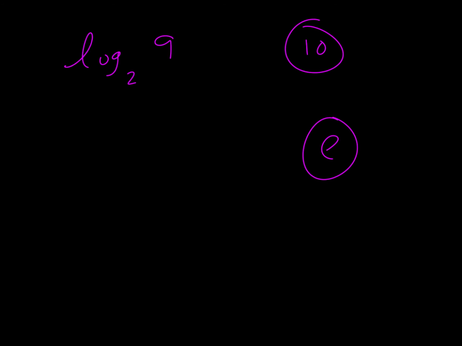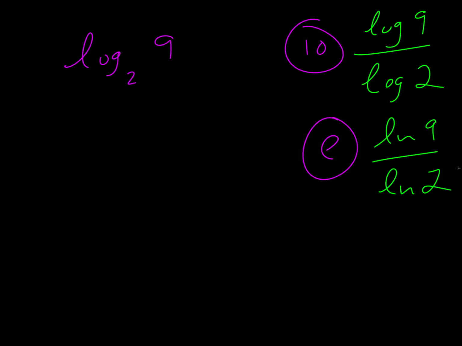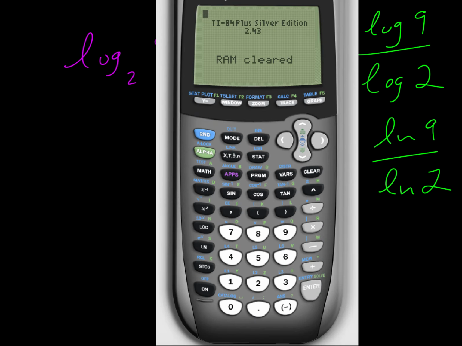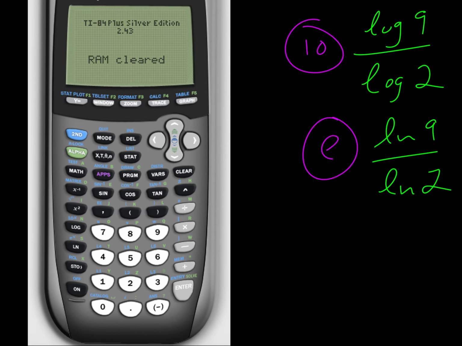it says find log base 2 of 9, so it wants us to change to base 10, and then change to base e. If we change it to base 10, it's going to be log 9 over log 2. If we change to e, it's going to be natural log 9 over natural log 2. Now, if we plug either of those into a calculator, we're going to get the same answer. I think that's the point of this problem, to show you that it doesn't actually matter if you use log or natural log.